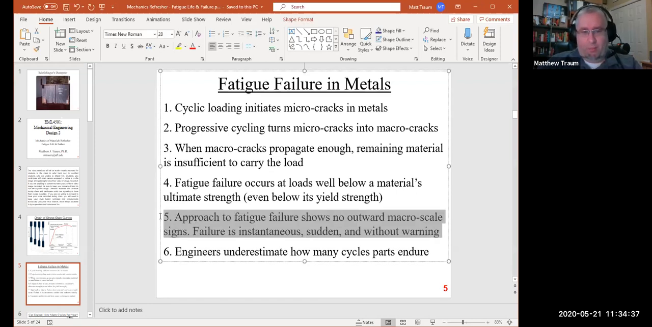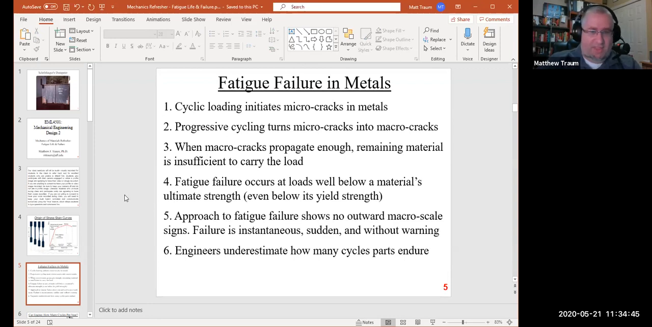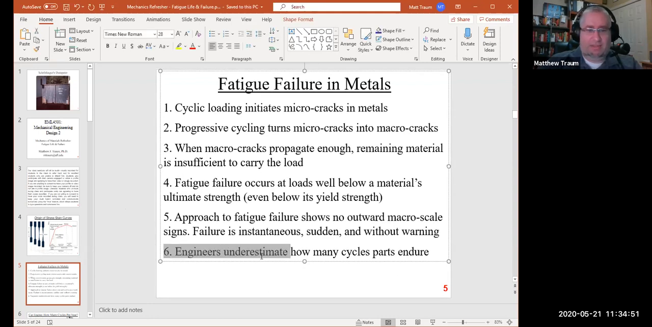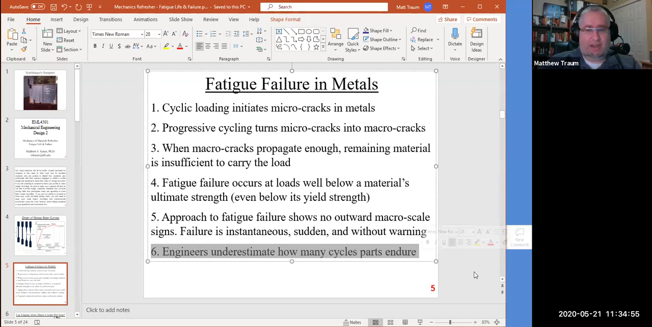So that's pretty important to recognize, that you can't just look at a part and see that it's about to fail, because everything that's happening to cause it to weaken is happening internally. And then the final point that I wanted to make is that engineers underestimate how many cycles parts actually endure.